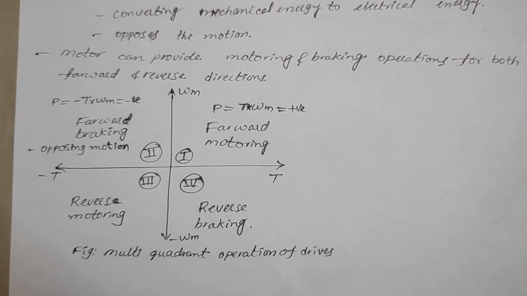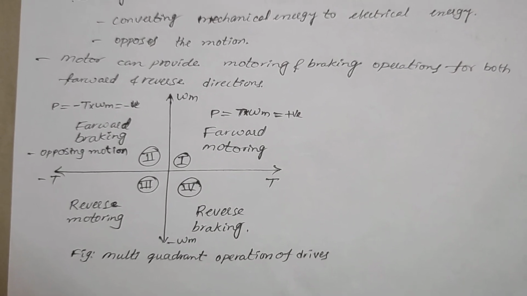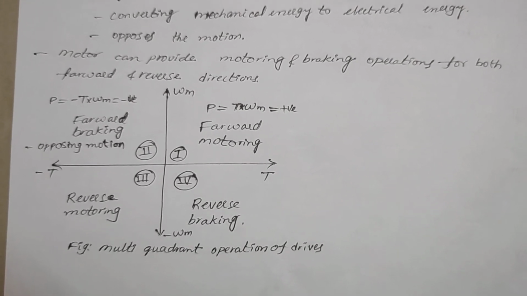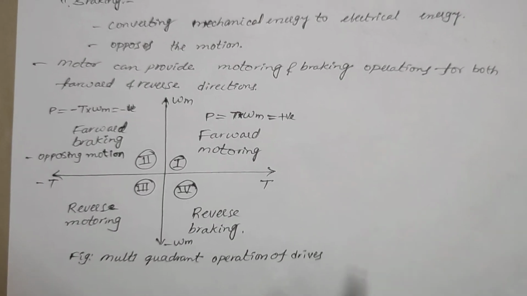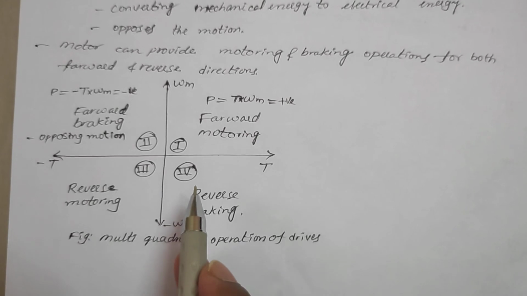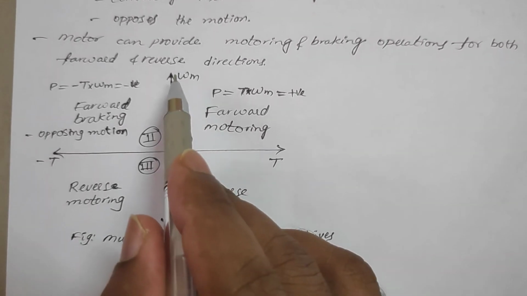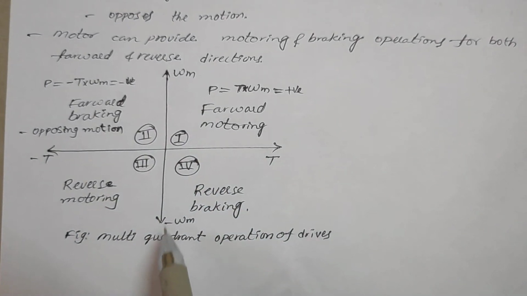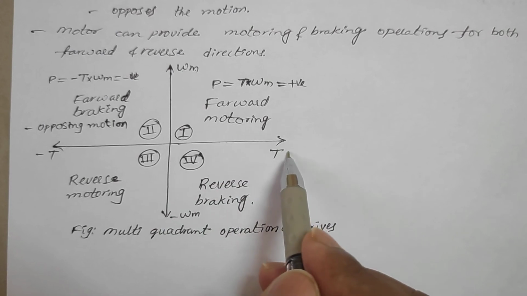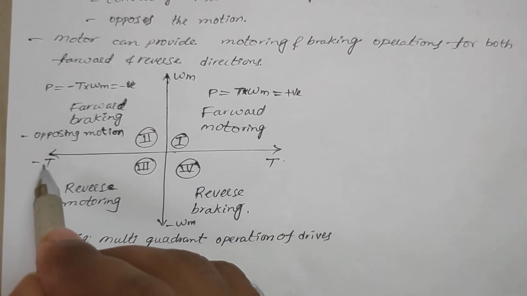So for both positive speed as well as negative speed, motors will have the motoring mode as well as the braking mode of operation. If we see this multi-quadrant operation of the drive, simply how are we getting this multi-quadrant operation? On the y-axis I have considered the speed. Here positive speed, positive torque. On the other sides, negative speed and negative torque.